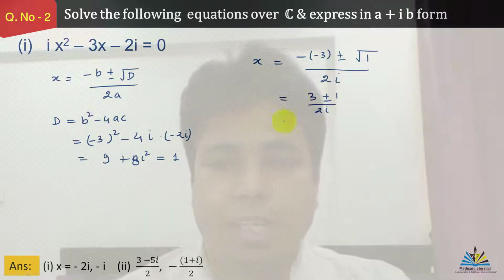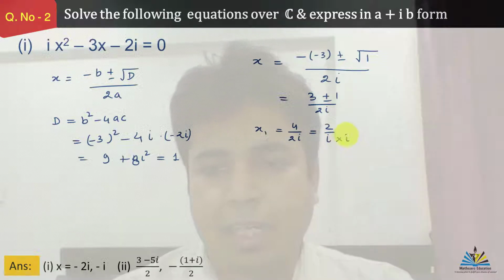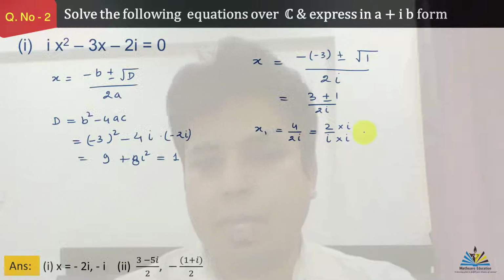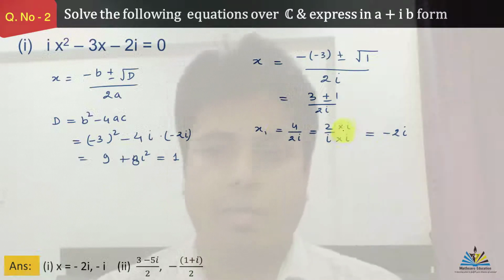If we take plus sign here, then we will get the first root as 4 upon 2i, that is 2 upon i. If we multiply it by i in numerator and denominator both, then i square becomes minus 1, so this becomes minus 2i. So the first root is minus 2i.